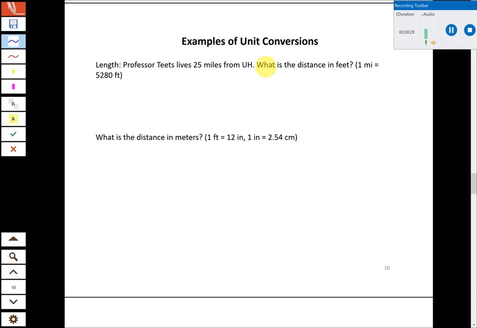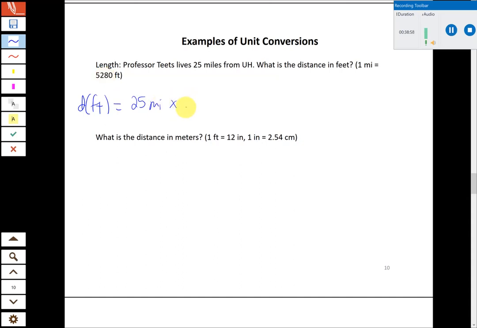And so the way we're going to want to do this is, if we're looking for the distance in feet, we would start with the given quantity. This is an approach that I want to start developing for you now that we're going to use over and over again in this course. We start with what we're given, which is the quantity 25 miles. And then we're going to write the unit conversion factor, 1 mile equals 5,280 feet, in such a way as to convert from miles to feet.